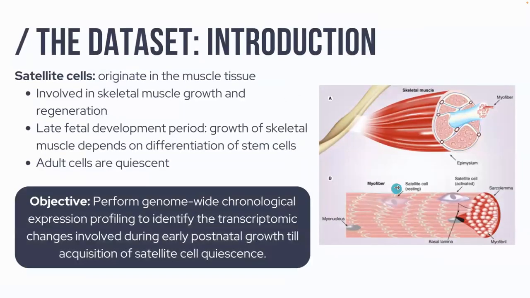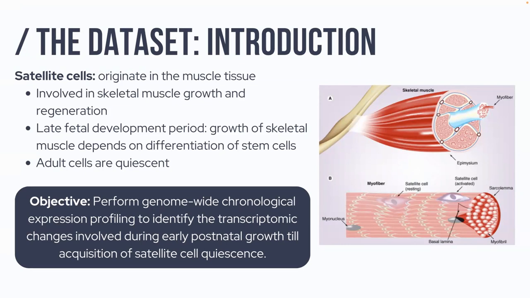Okay, so just an introduction about the data set that we're working with. So obviously it's microarray data, but I'll introduce the specifics in the next slide. Here's just some biology before I get into what the data set is actually talking about. So satellite cells are a type of stem cells that originate in the muscle tissue, and they're involved in skeletal muscle growth and regeneration after an injury to the tissue.